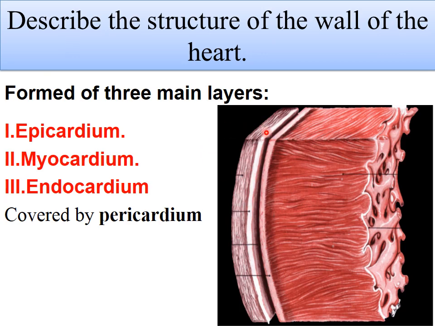Describe the structure of the wall of the heart. Formed of three main layers: epicardium, myocardium, endocardium. Again, the structure of wall of the heart is formed of three main layers: one layer epicardium, two layer myocardium, three layer endocardium. The whole is covered by pericardium.